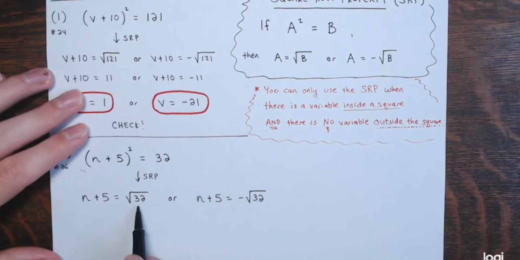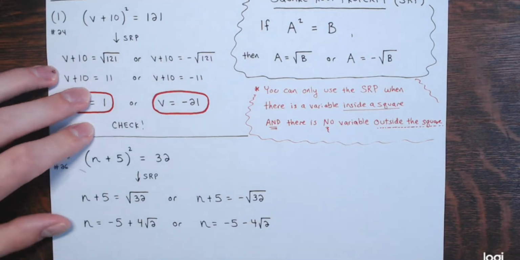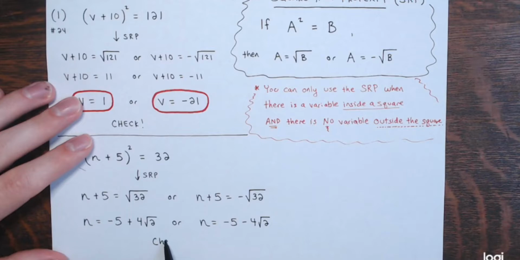Now the square root of 32 simplifies to 4 times the square root of 2, the square root of 16 times the square root of 2. But then to get n alone, I would subtract 5. So I'd have n equals negative 5 plus the square root of 32, or plus 4 times the square root of 2. Or, subtracting 5 here, n equals negative 5 minus the square root of 32, minus 4 times the square root of 2. And again, don't forget to check your results.